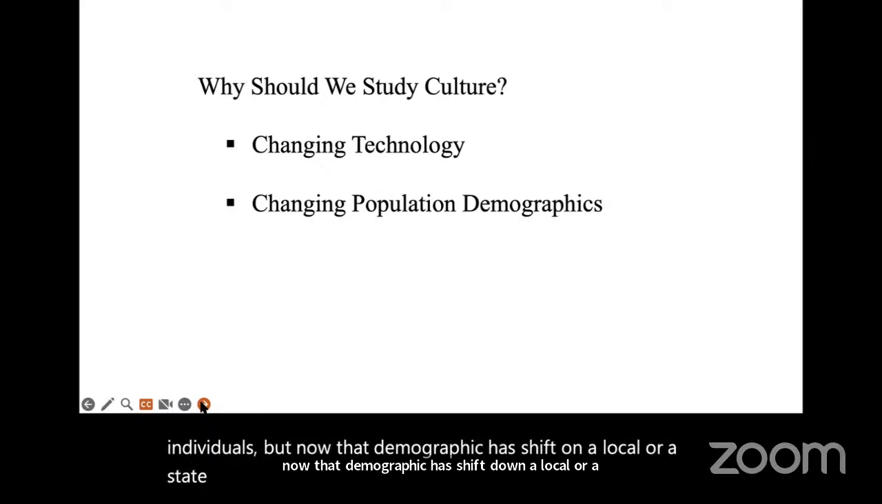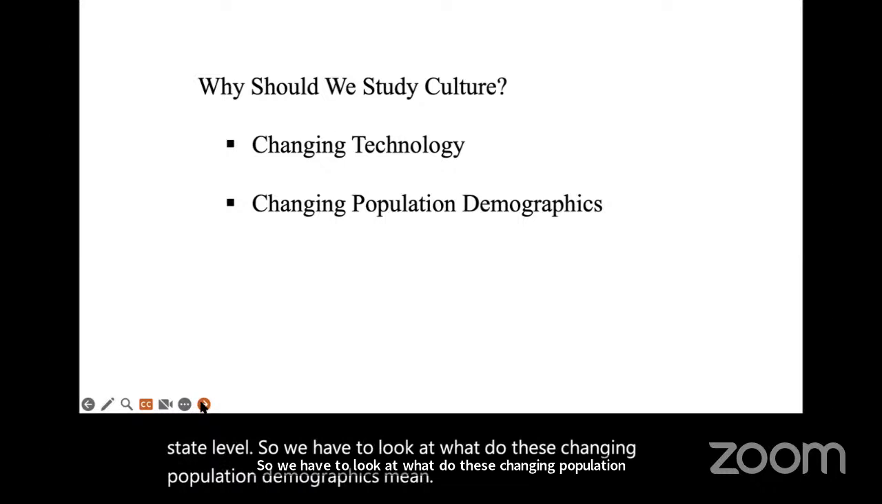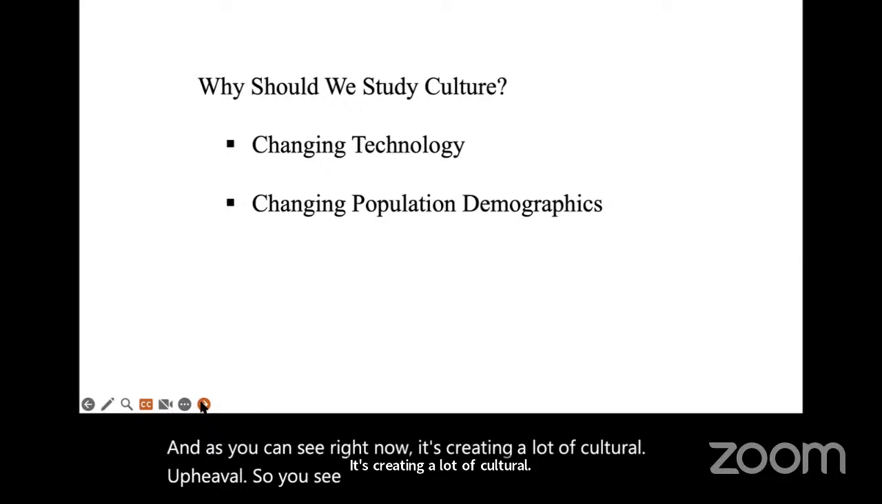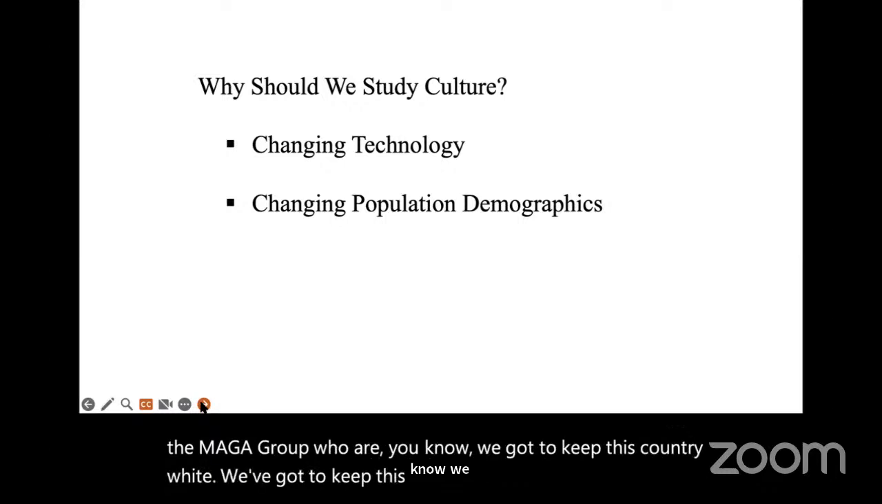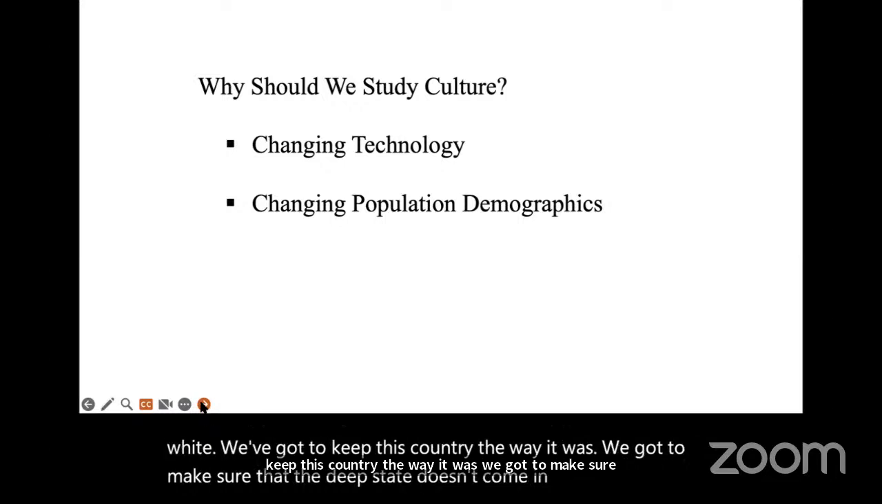So we have to look at what do these changing population demographics mean? And as you can see right now, it's creating a lot of cultural upheaval. So you see this extreme right coming over. I think it's the MAGA group who are saying, we've got to keep this country white. We've got to keep this country the way it was. We've got to make sure that the deep state doesn't come in and make all these changes that we're seeing in our world happen.